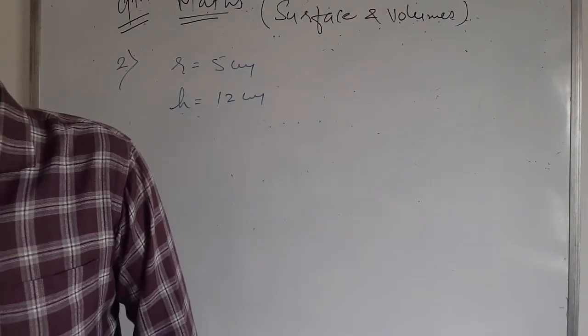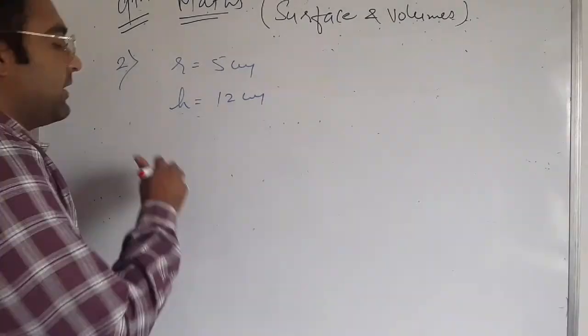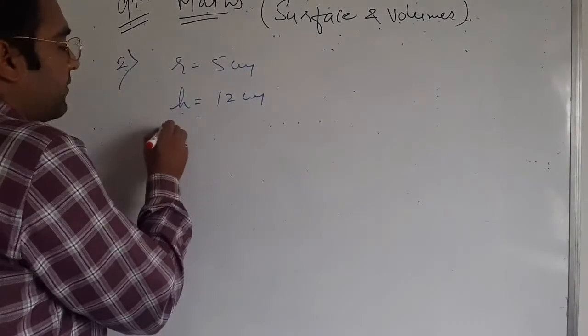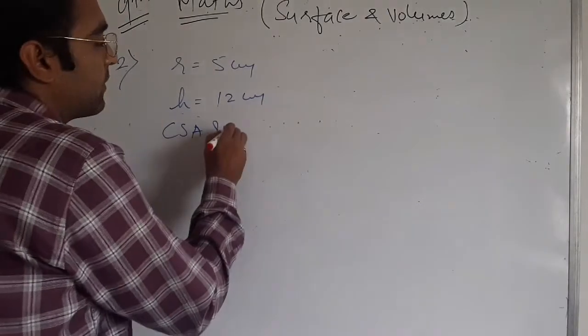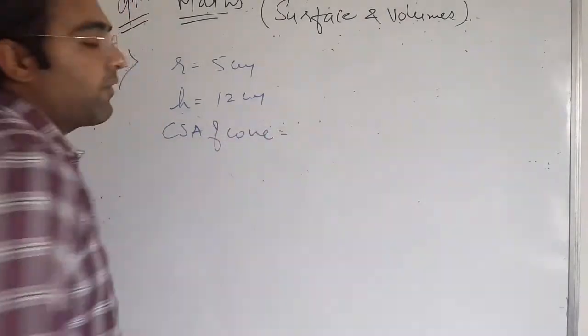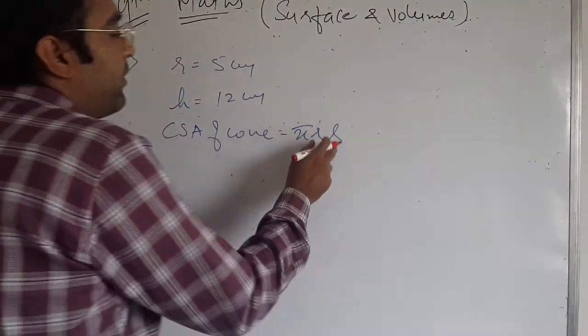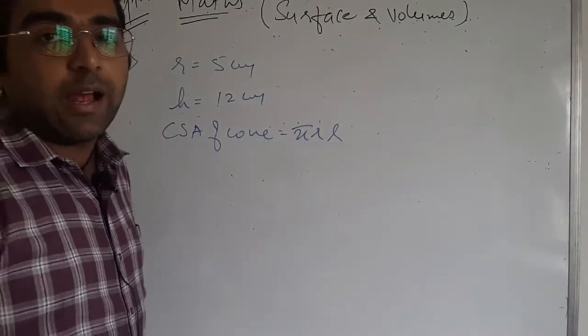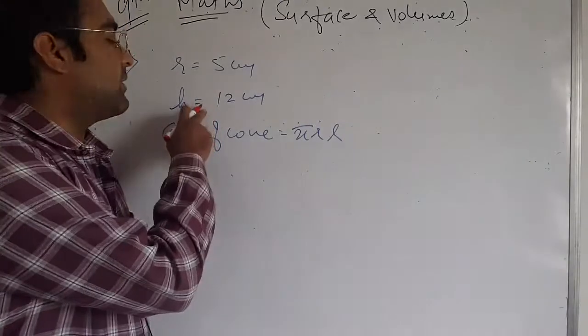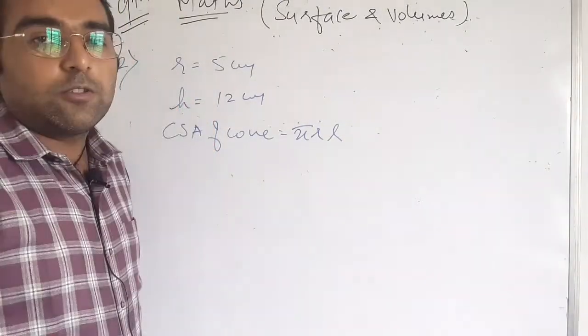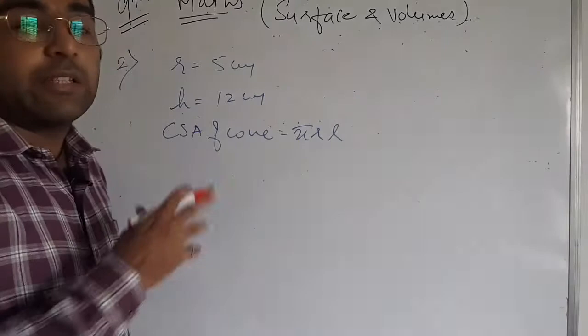Find the area of the curved surface. They ask us to find the curved surface area of the cone. So the curved surface area of a cone is pi r l. Now I don't have the value of the slant height; it gives us the value of the vertical height. So how do we find the value of the slant height?